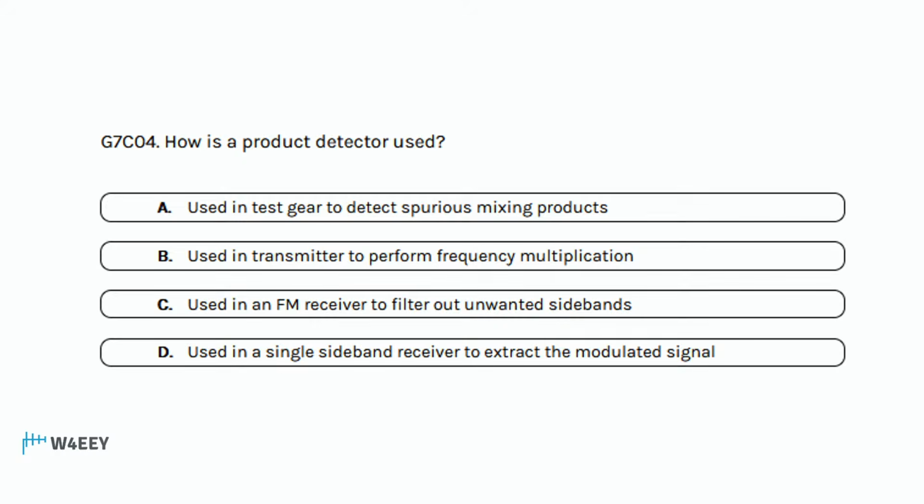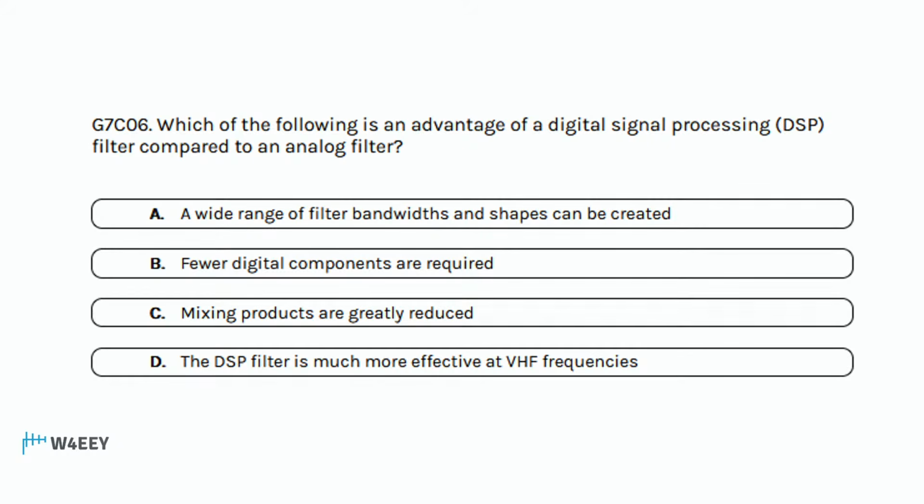And how is a product detector used? Delta. Yes, it's used in a single sideband receiver, like that Realistic DX-150, to extract the modulated signal from a single sideband signal. All right. And which of the following is an advantage of a digital signal processing filter compared to an analog filter? Alpha. It's alpha. A wide range of filter bandwidths and shapes can be created just in the DSP.